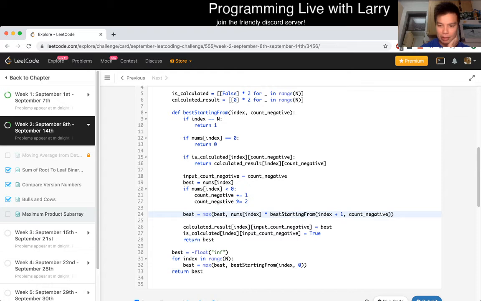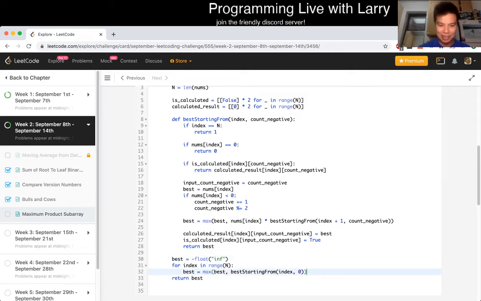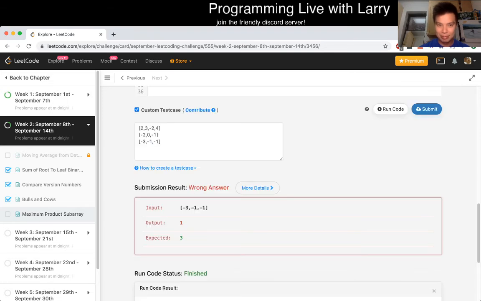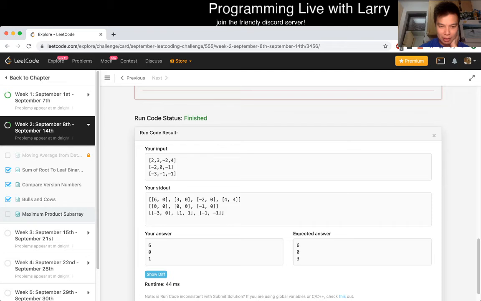We don't do anything with this count negative, so I think I'm doing something. No, I think we do for caching purposes. I think that's why. But that's odd. Well, the beauty of having this is that now we can just print out the calculated results for debugging. Okay. Negative 3.